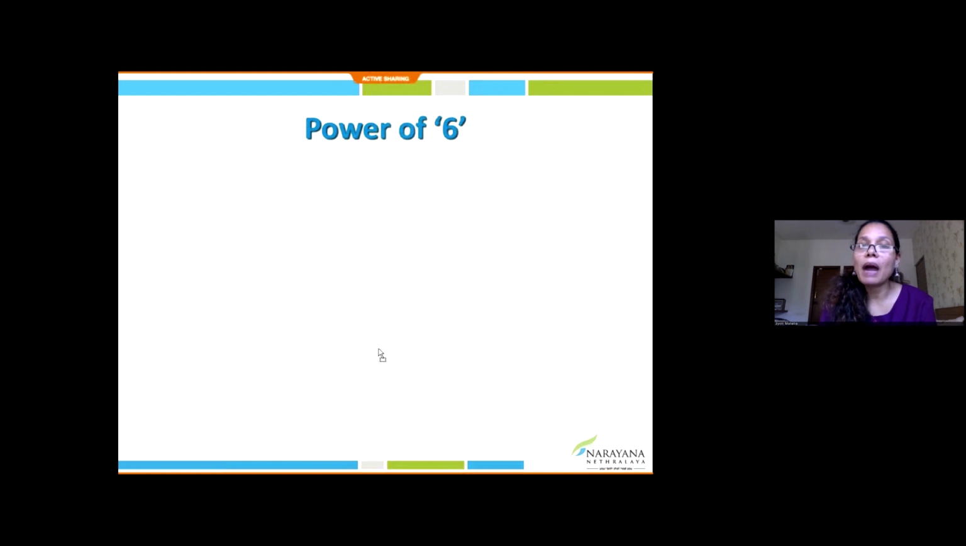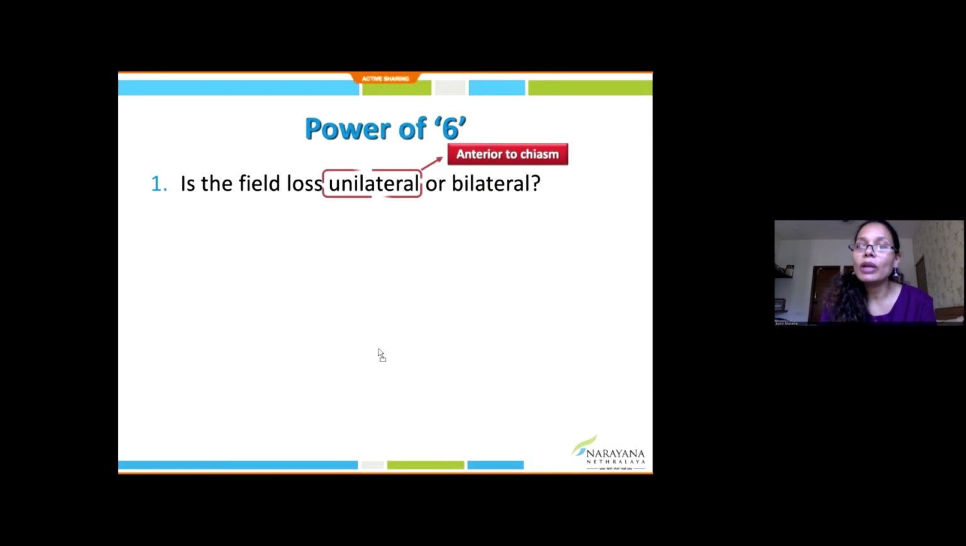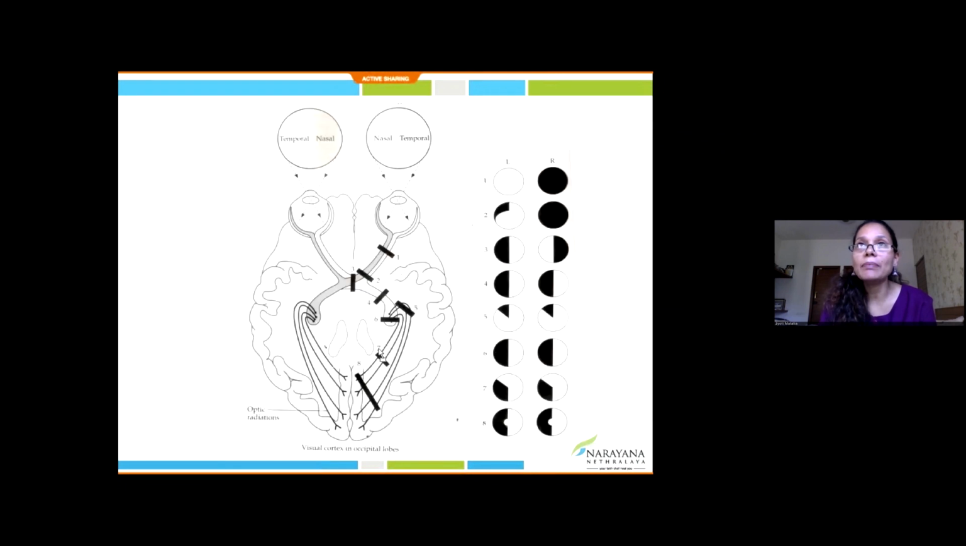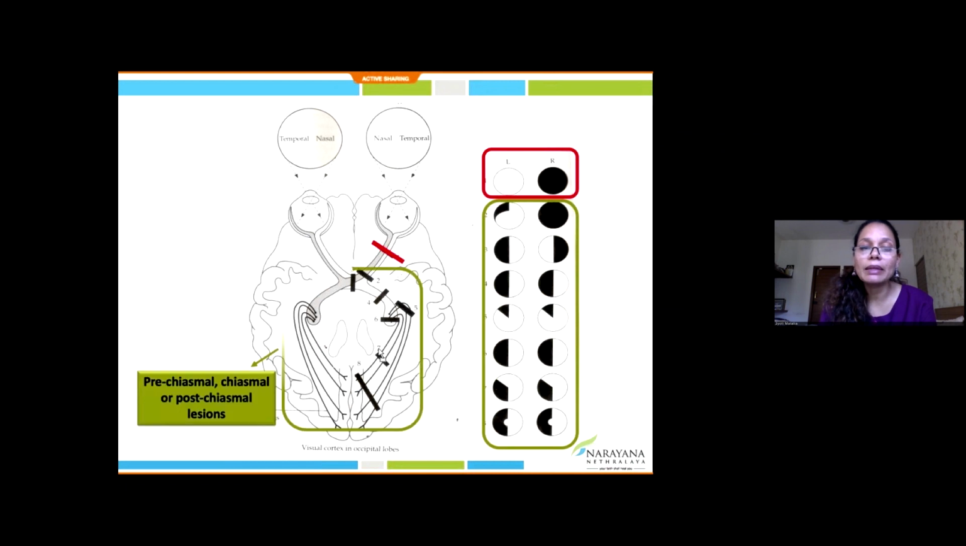Now, this is what I call the power of 6. 6 important questions which will help us reach the diagnosis. 1, is the field loss unilateral or bilateral? If it is unilateral, we're looking at a lesion anterior to the chiasma, or bilateral, we look at, as I'll show you in this diagram, which is the same visual pathway. Note that a defect which is involving one eye, or unilateral, is anterior to the chiasma, as seen in number 1. But any defect which is bilateral is going to be prechiasmal, chiasmal, or posterior chiasmal. That's very important. And thus you know where exactly to look for a defect.